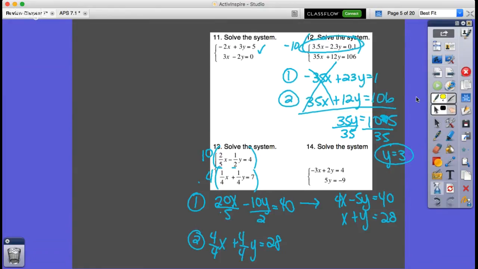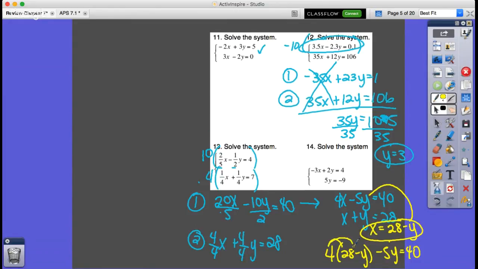Okay. Now, substitution is a possibility here. I'll do that just so we do something different. So this would be x equals 28 minus y. 28 minus y could be substituted in for the y that's on top. So we could say 4x minus 5 times 28. I'm sorry, back up. Substituting in for x, not y. 4 times 28 minus y minus 5y equals 40. So now we solve 4 times each of these. You kind of see how this goes.